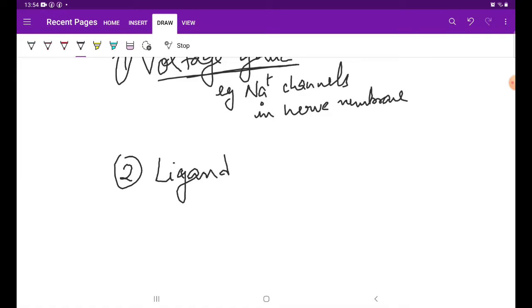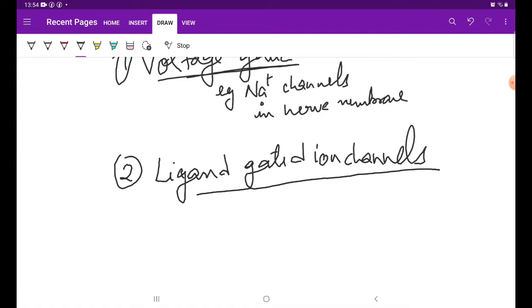The second type is ligand gated ion channels. The example is GABA. The other example is the nicotinic acetylcholine receptor. Basically, let's stick with GABA.